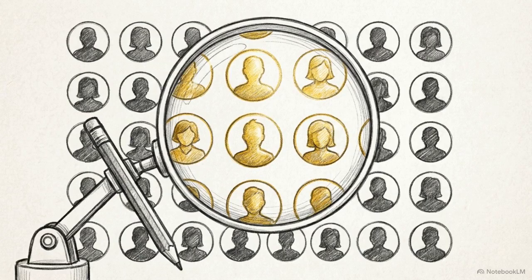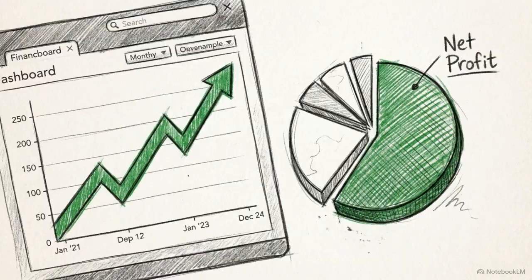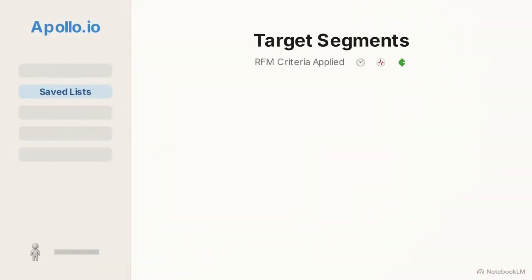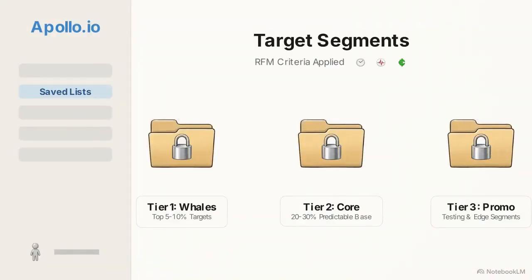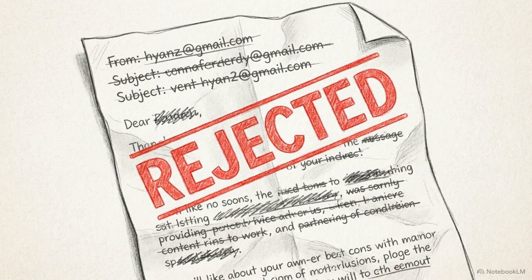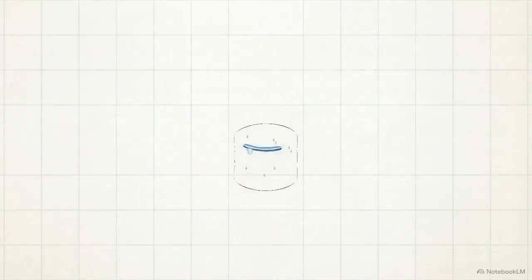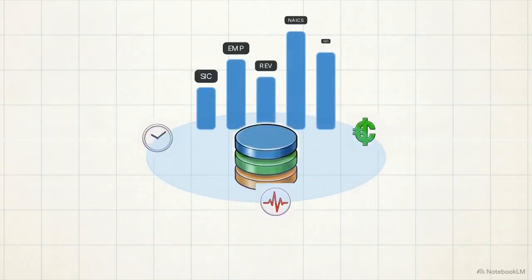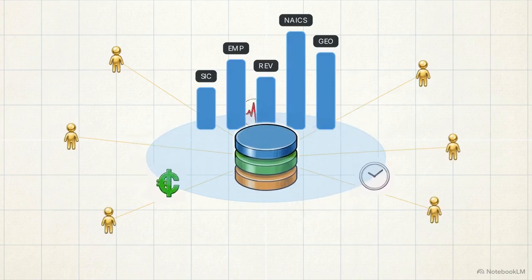Knowing which leads to ignore is just as important as knowing who to target. Actively filtering out Tier 3 is a necessary step to protect your profit margins. You have now successfully built and segmented 3 distinct lists within your Apollo dashboard. You are no longer relying on unverified lists from third-party vendors. You have a database built on the specific financial and structural metrics of your ideal customers.